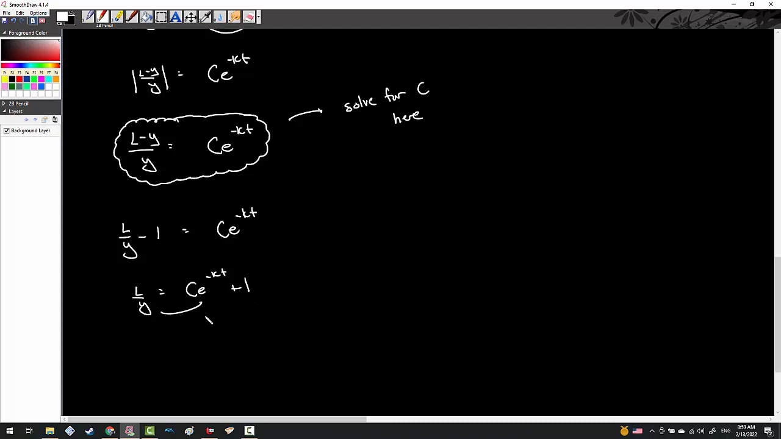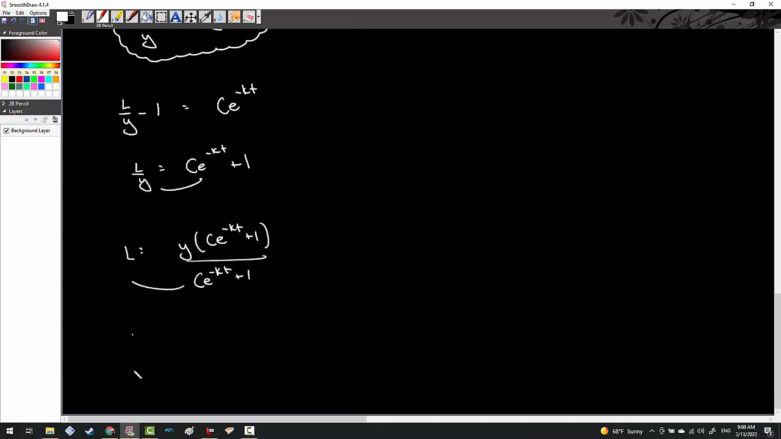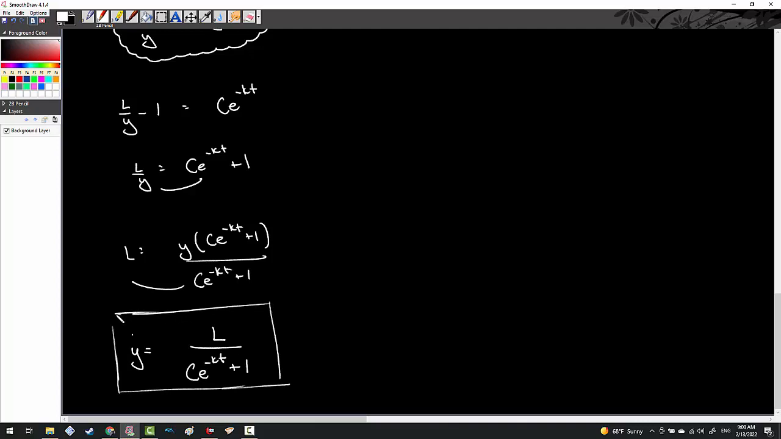Multiply him over. I'm going to keep on scrolling down here. L equals y parentheses ce to the negative kt plus 1. And then I'm going to divide by the big thing here. So ce to the negative kt plus 1 gets divided out. And I finally have my logistic equation. y equals L over ce to the negative kt plus 1. And there you have it.